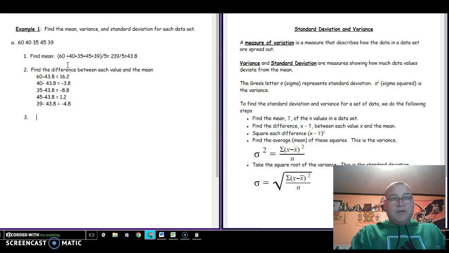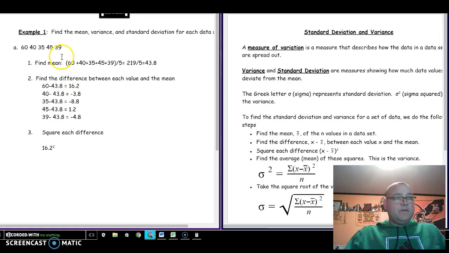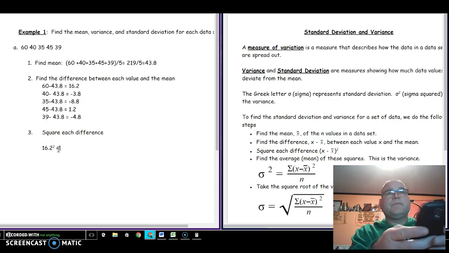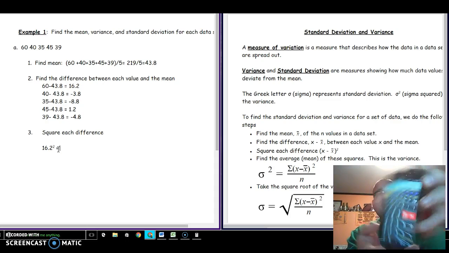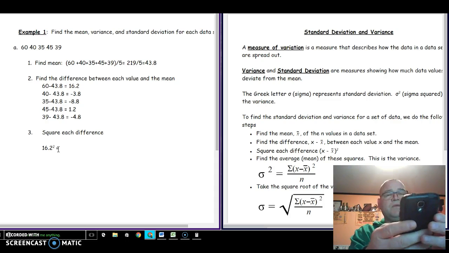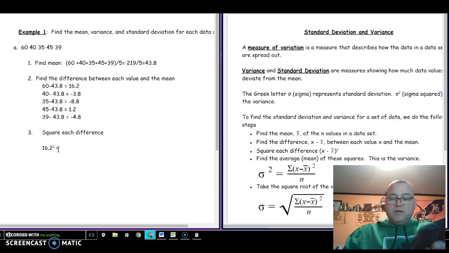Then step 3 says we have to square each difference. So we'll do that next. Again, you're going to want a calculator for all this. So it's 16.2 squared. Let me get myself reset here. Again, I use a scientific calculator app on my phone. 16.2 squared is 262.44.